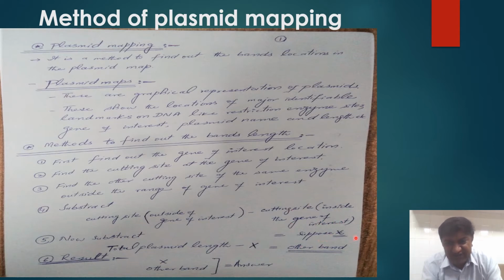Suppose this one is X. Now you subtract: total plasmid length minus the X value, then you get another band. So the result is that you get two bands, one is X, and the other is the other band.